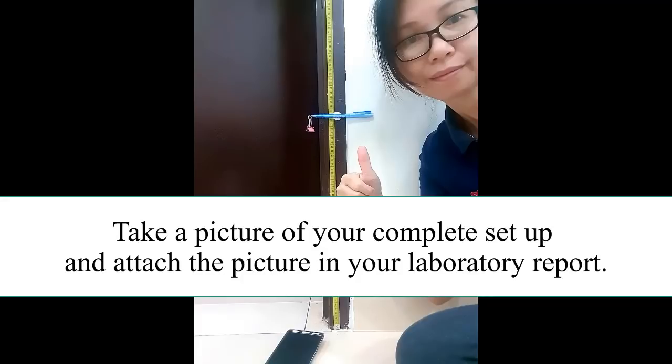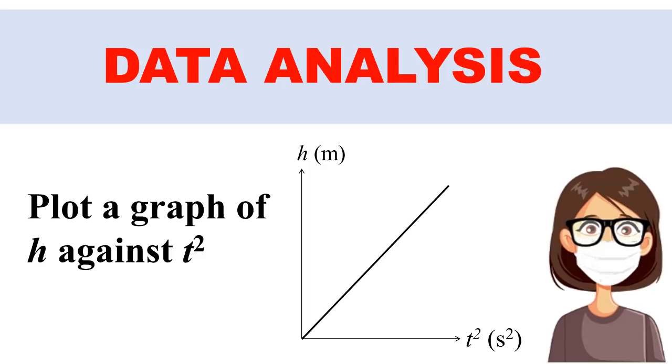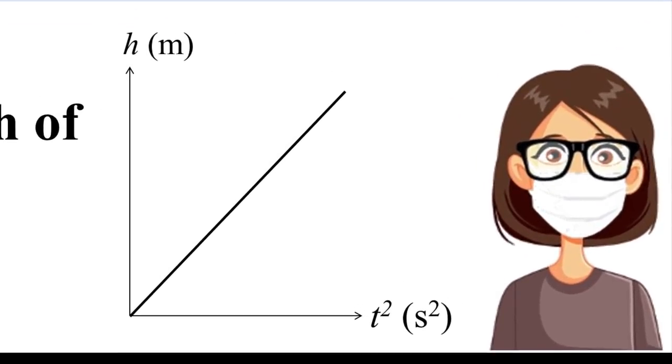Remember to take pictures of your complete setup and attach the picture in your practical report. Plot the graph of h against t squared. We should obtain a straight line.